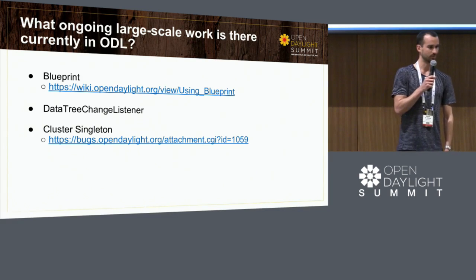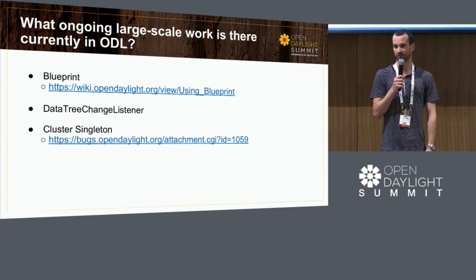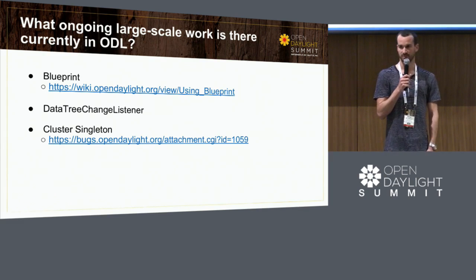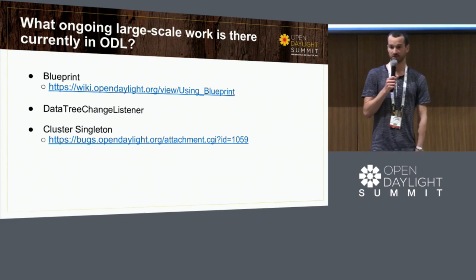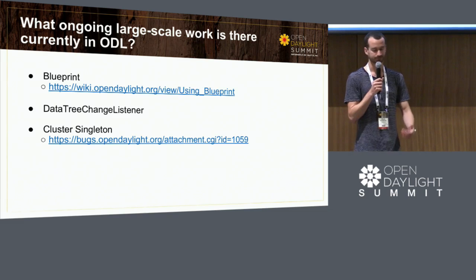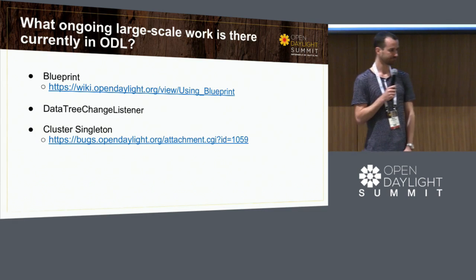The second one is, as I said earlier, the data tree change listener. You have to be involved in the code to know what that means, but it's basically providing faster and more information when you get an event callback for a given event.